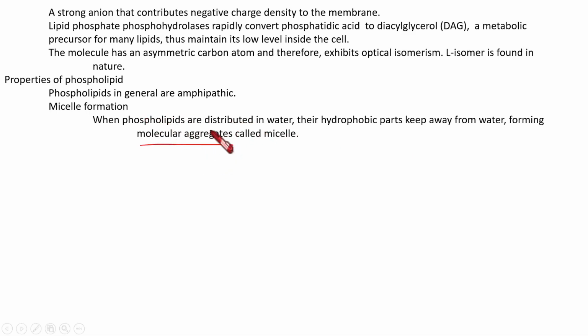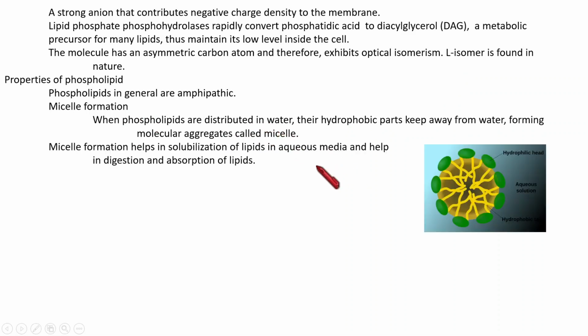When phospholipids are distributed in water, they assume the form of a sphere by keeping their hydrophobic parts away from water. In this way, it assumes the shape of a sphere, an aggregate. That aggregate is called micellae. So the phospholipid has the property to form micellae when distributed in water. Next, I'm going to show the image of that micellae.